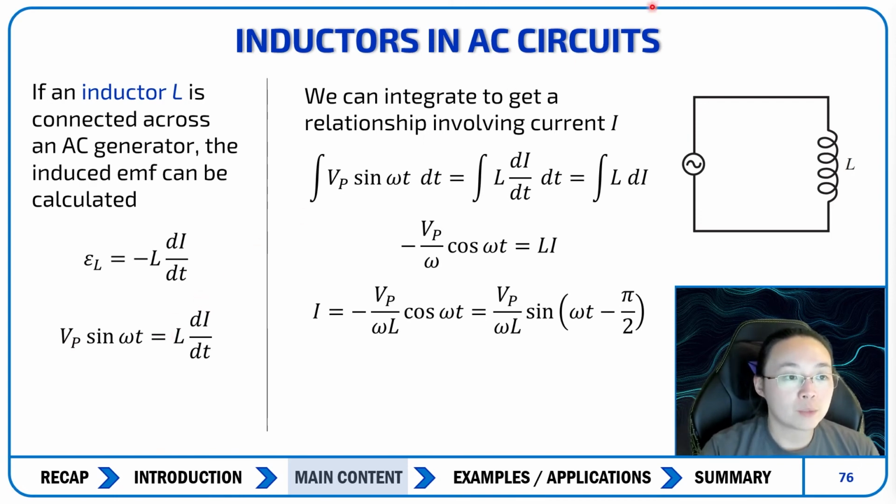So then we can integrate to get a relationship involving the current I. After you integrate it, we get this equation, Vp over omega L sine of omega t minus pi over 2. Now, what's important about this is there's another way to figure out the current, and it's through peak voltage, and also with an inductance term.